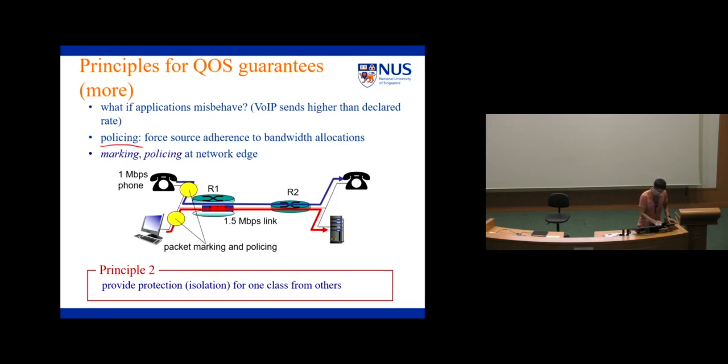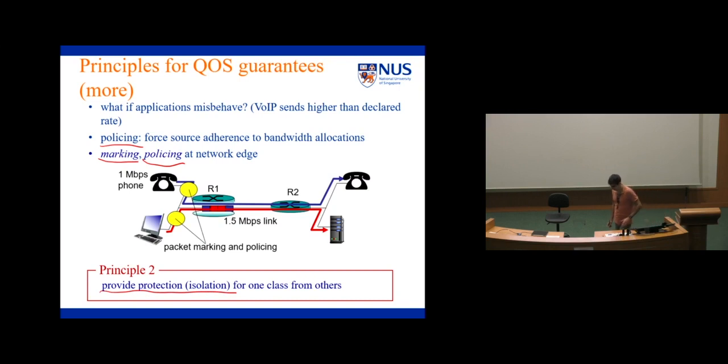So we need to mark the packets, yes. We also need to police. If some guys are going too fast, the traffic police catches them, right? So we need certain kinds of policing. Just because you have priority doesn't mean you can utilize all the resources. So we still need to provide, and this brings us to the second principle, some isolation for one class from others.